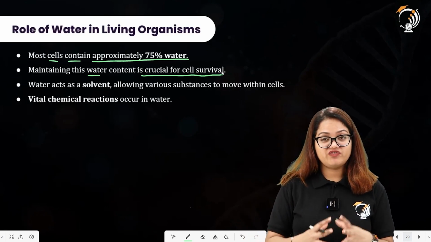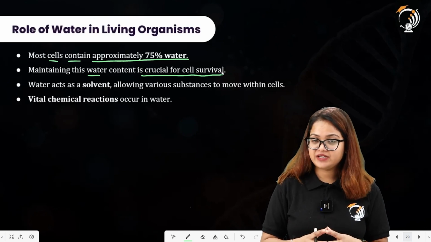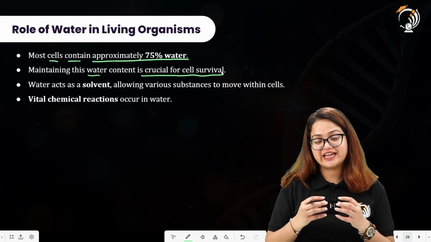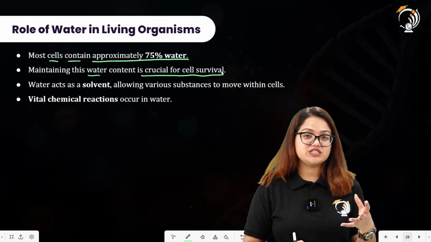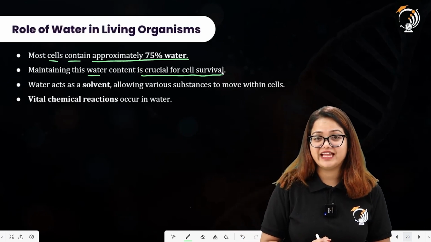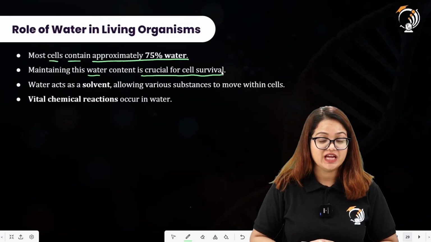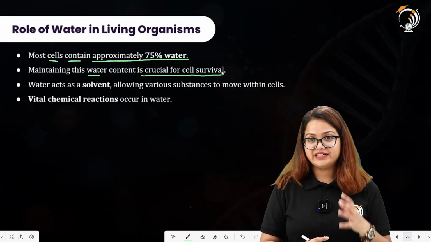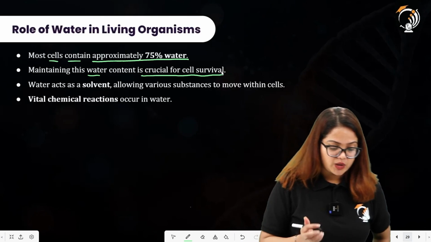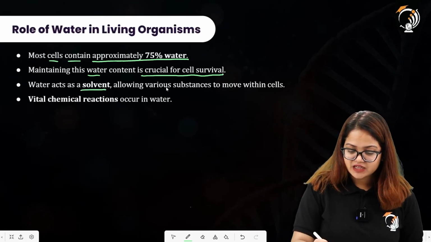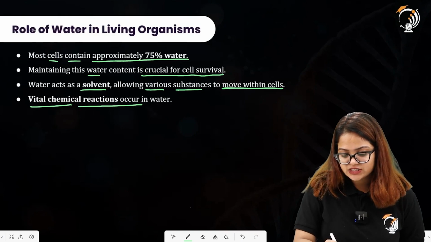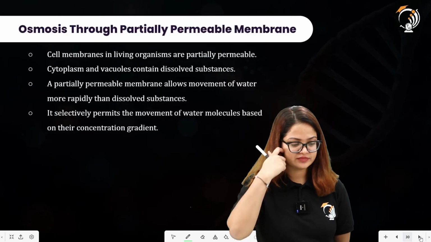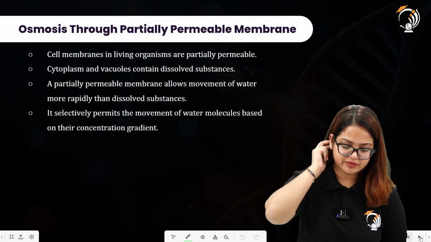Alright, so this is a very crucial component. Water is very crucial for carrying out the different processes inside our cell, and its deficiency may lead to dehydration, and dehydration is very deadly, very fatal. Water acts as a solvent, allowing various substances to move within cells. Vital chemical reactions occur in water. Osmosis through a partially permeable membrane.